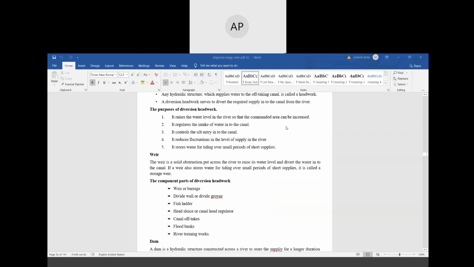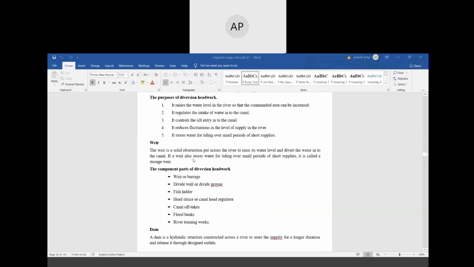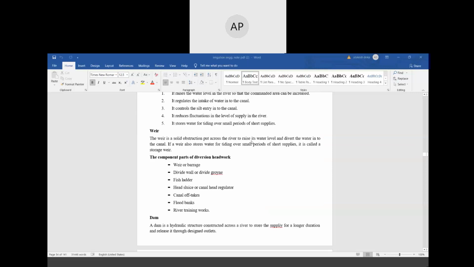Next, weir. It is a solid obstruction put across the river to raise its water level and divert the water into the canal. If a weir also stores water for tiding over a small period of short supplies, it can be called a storage weir. What are the components of a diversion headwork? It has a barrage or weir, divide wall, and groyne. Groyne means spur. So what is a groyne?